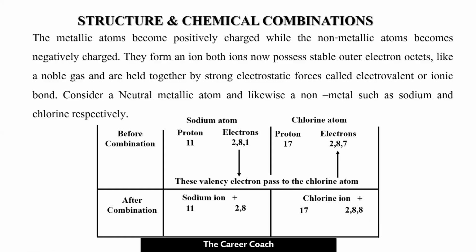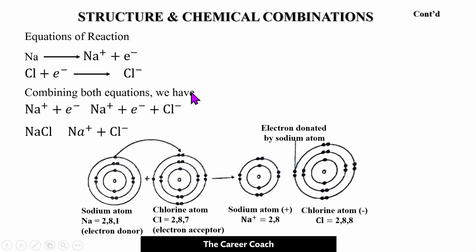They are both stable. Let's look at an equation. Sodium is the giver, and becomes positive because it gives out an electron. Chlorine accepts an electron and becomes negatively charged. Combining both equations, we have this, forming sodium chloride: sodium positive and chlorine negative.